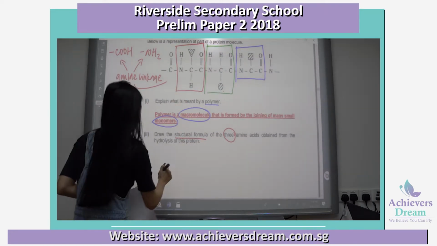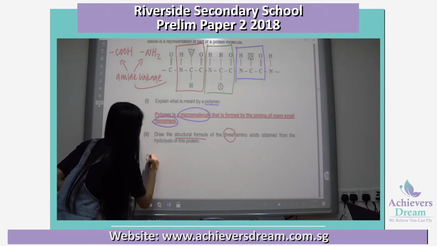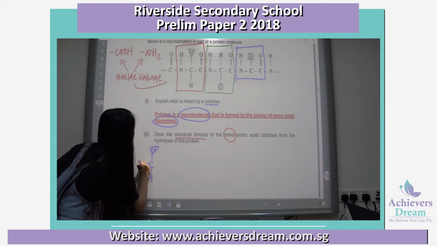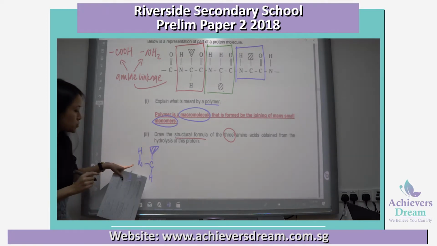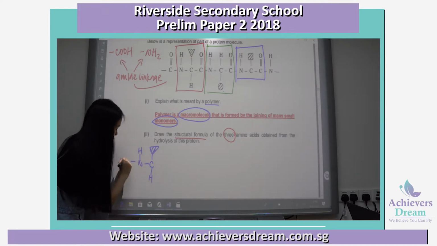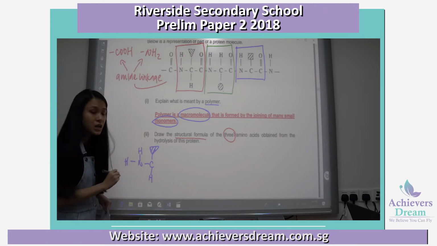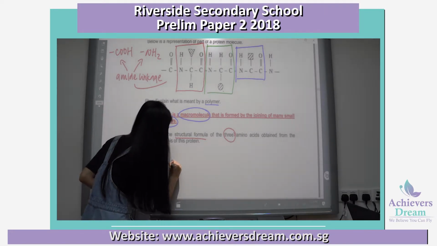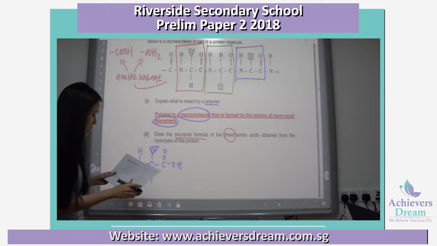Let's take a look at the first one. The first amino acid will have an NH, right? So this N, nitrogen, is bonded to another hydrogen, and the other part is your carboxyl group. So this should be the first amino acid that you get.